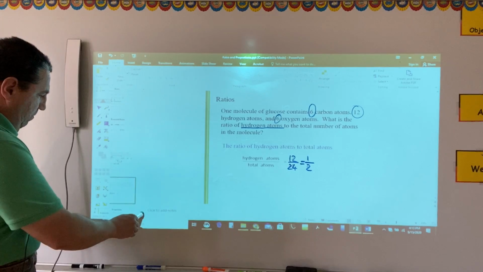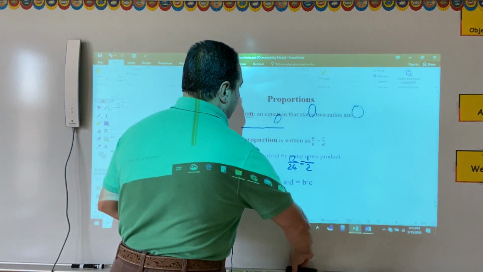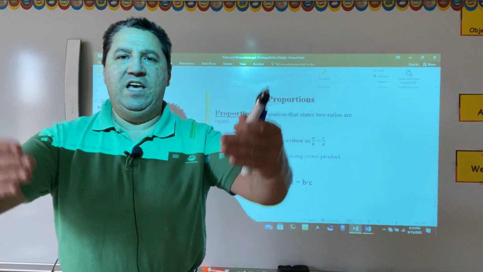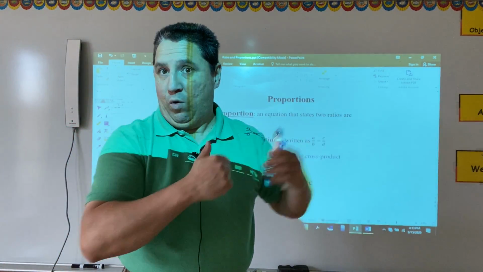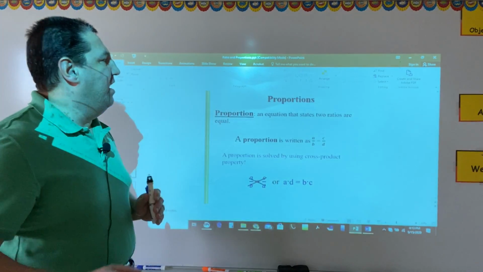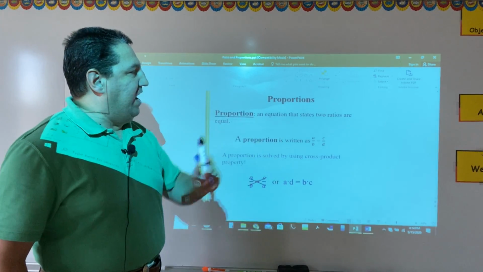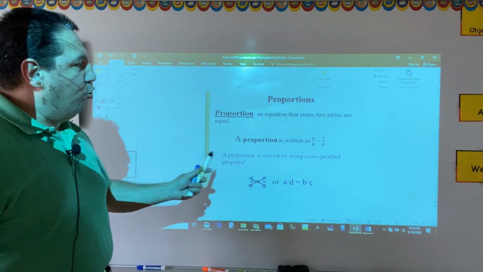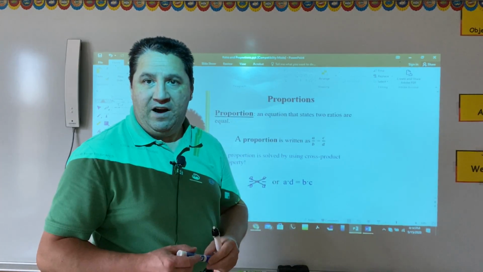Now, let's talk about proportions. Don't forget, a ratio is a fraction of two or more quantities. Remember, we also have extended ratios. Now, what is a proportion? A proportion is an equation that states two ratios are equal. A proportion is written as an equality of two fractions.